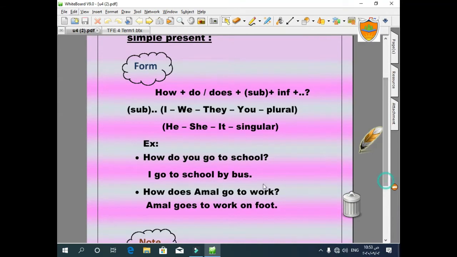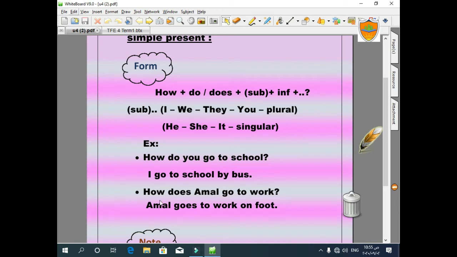For example, number 1, how do you go to school? I go to school by bus. We can notice that you in the question turns into I in the answer. Like we said before, how do you go to school? You in the question turns into I in the answer. I answered with I go to school by bus.